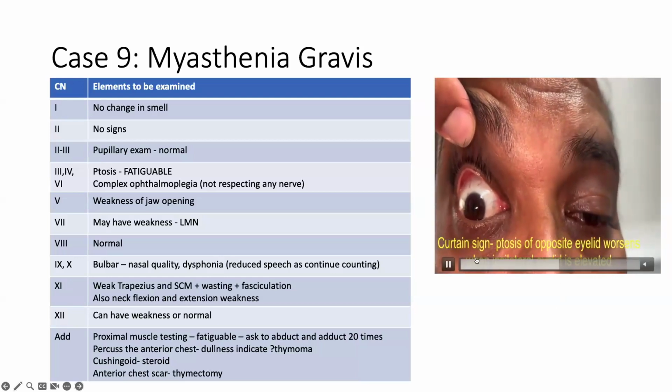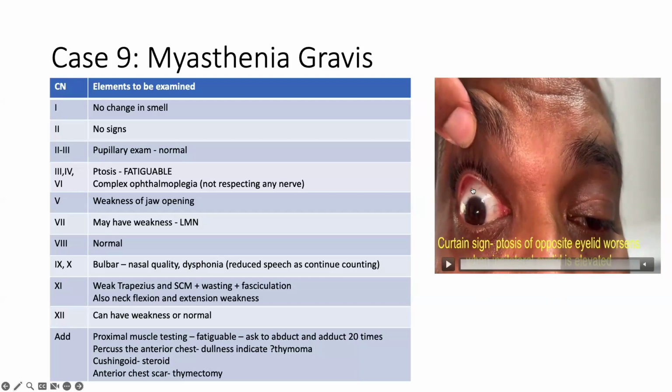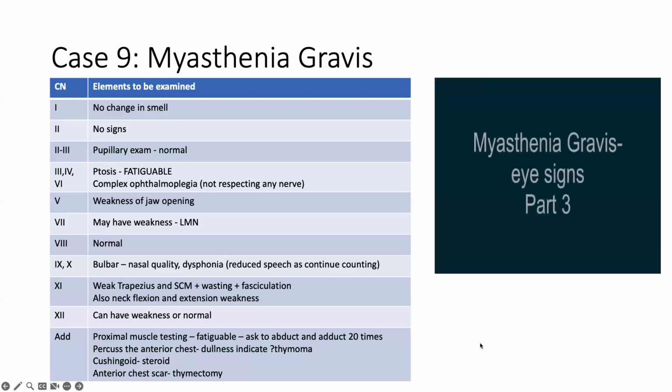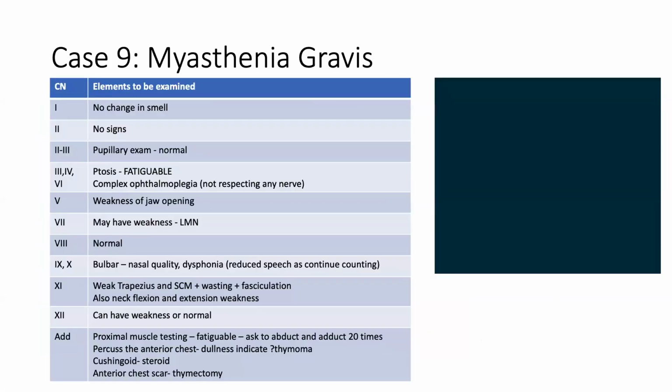This is a curtain sign. You don't have to do it, but what it essentially is that if you elevate one eyelid, the contralateral eyelid will become even droopier. Similarly, if you do it on the other side, the contralateral side will become even more droopy, and that's what we call a curtain sign. It's not that you have to show it. It doesn't add anything, but once you've established it, you know what to look for in the rest of the examination.